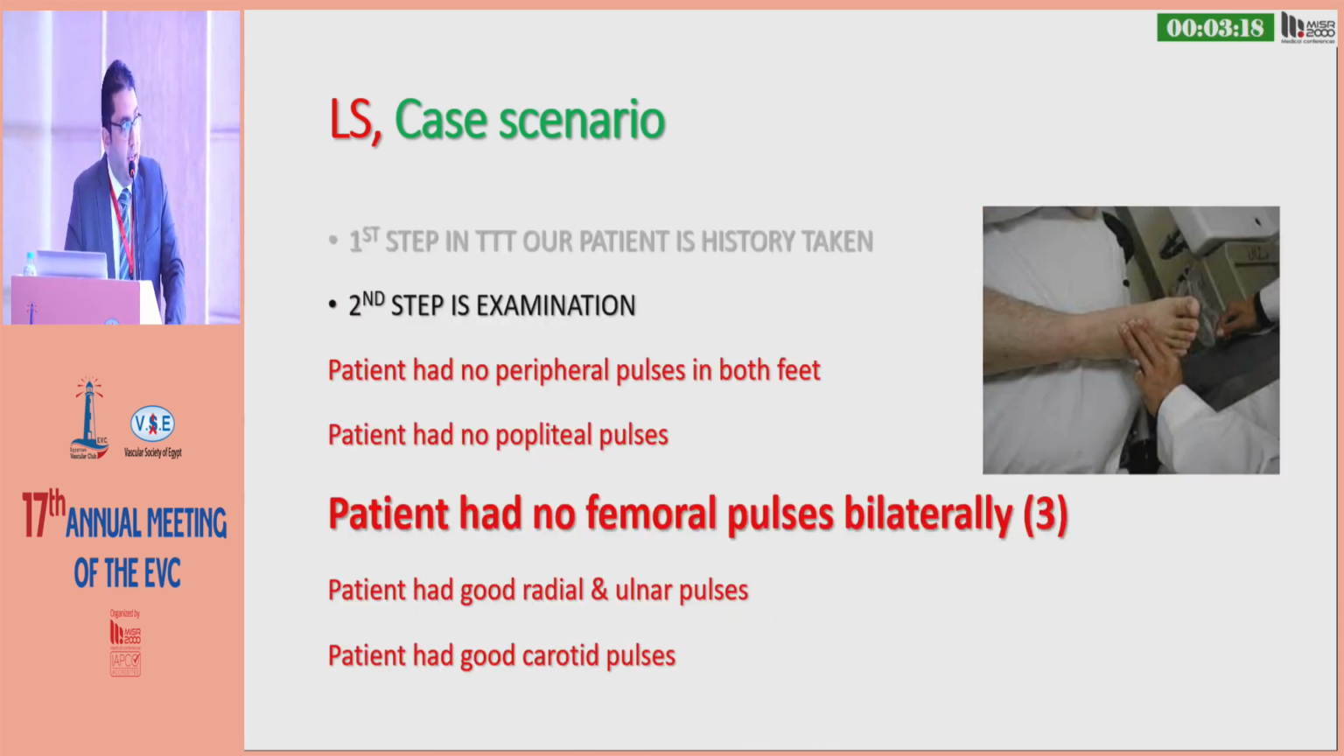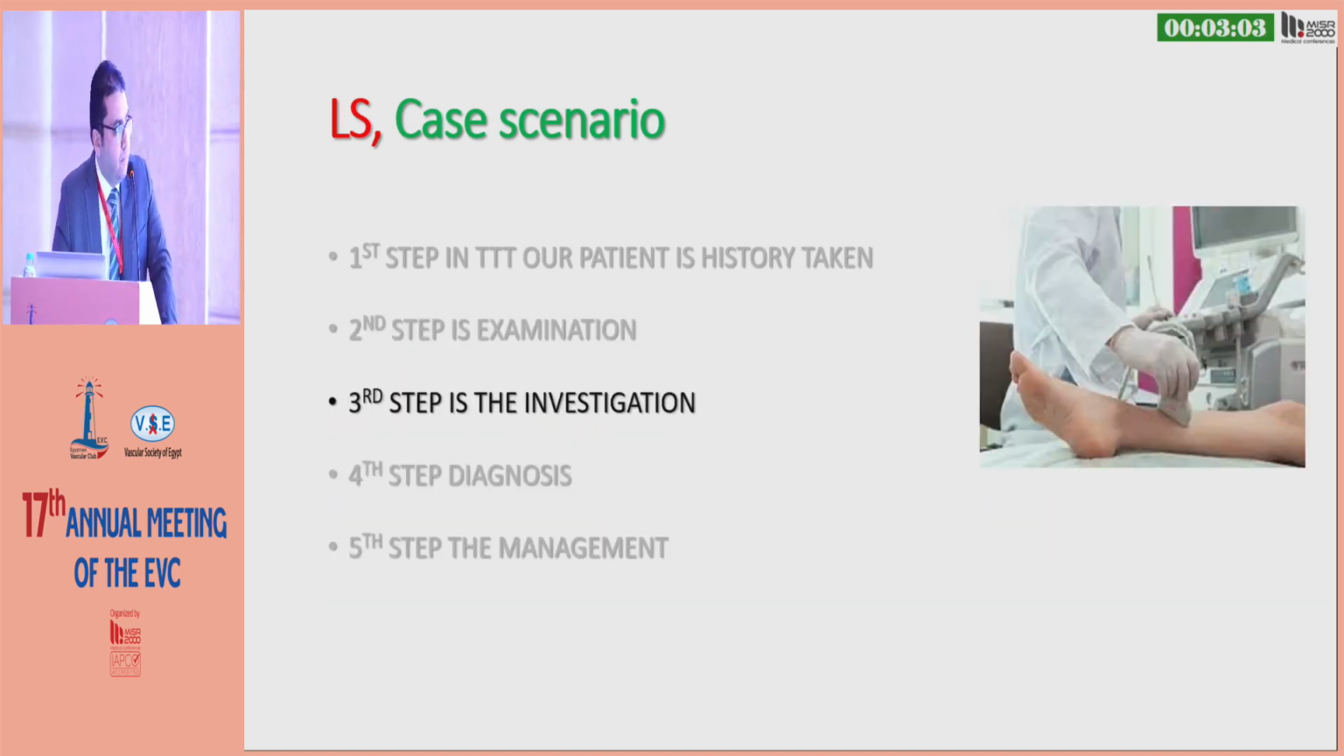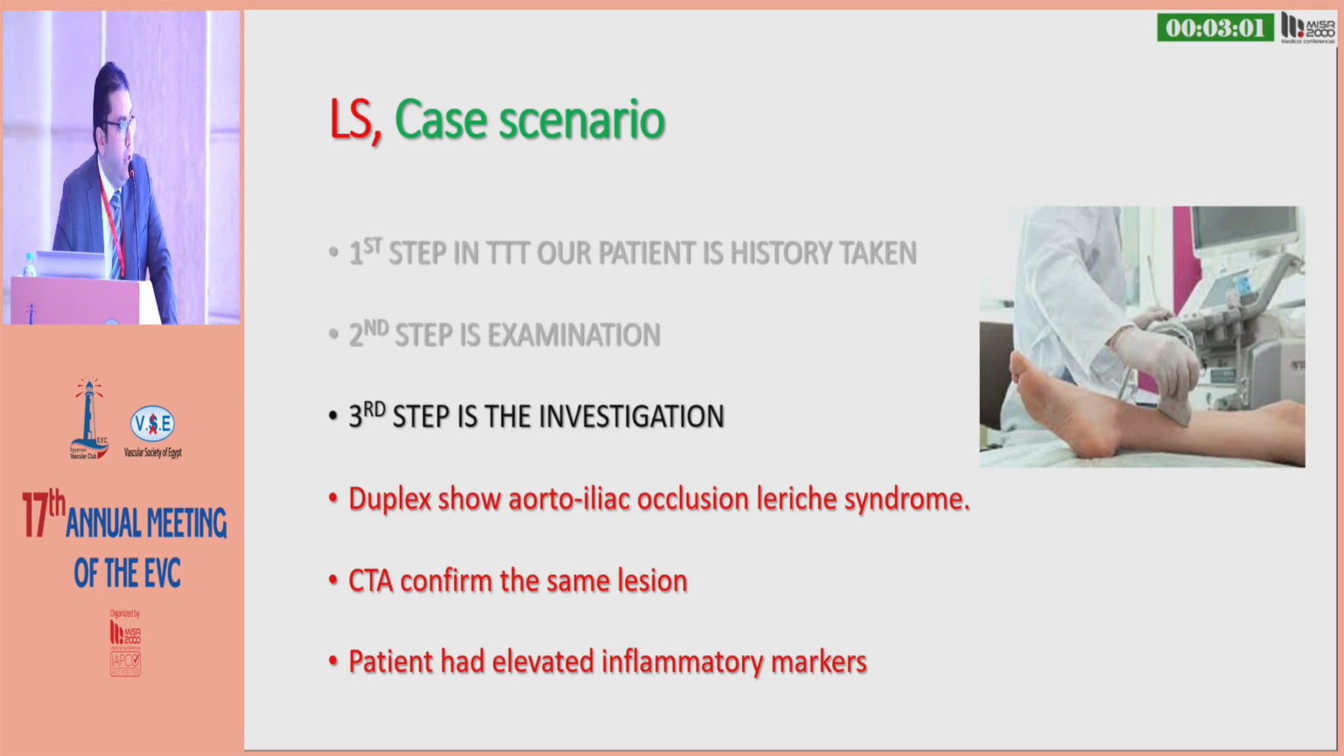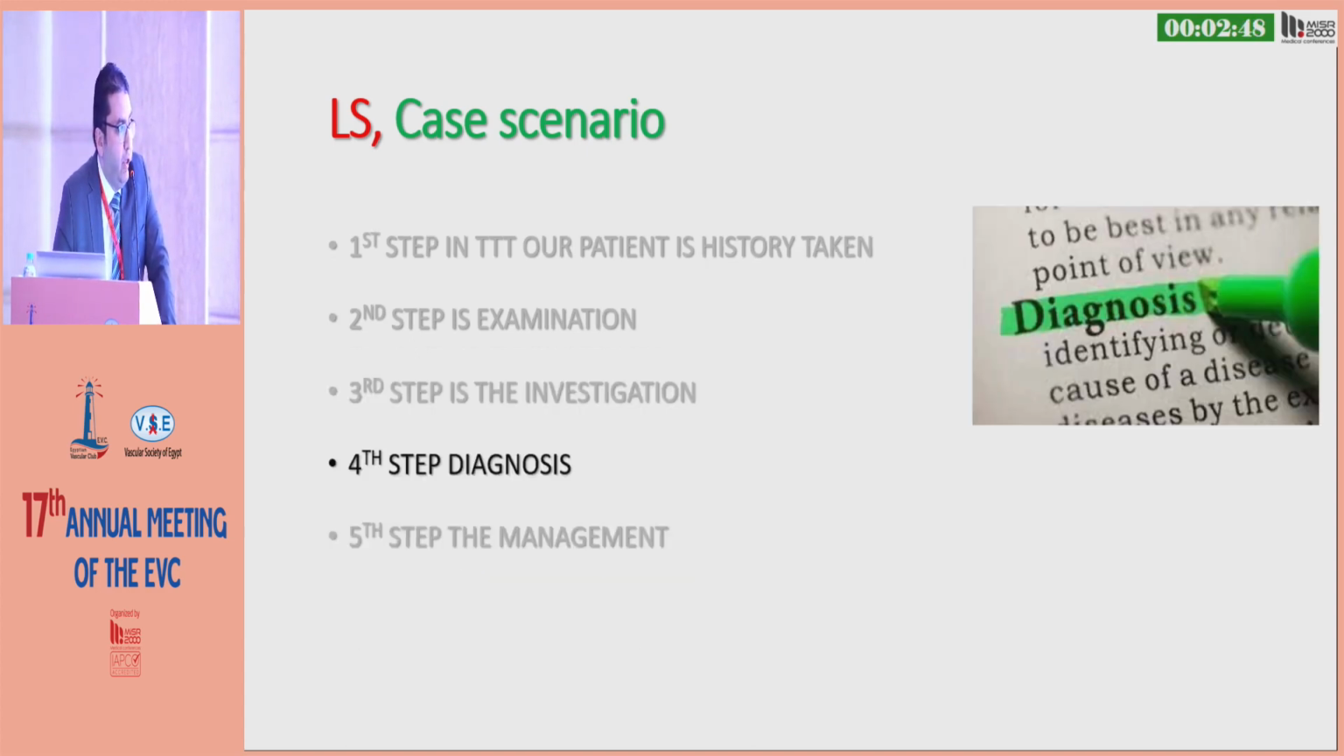On examination, the patient had no peripheral pulses in both feet, no popliteal pulses. The patient also had no femoral pulses bilaterally, and had good radial and ulnar pulses and a good carotid pulse. In the investigation, Doppler showed an aortoiliac occlusion lesion. A CT confirmed the same lesion, and the patient had elevated inflammatory markers due to the infection.